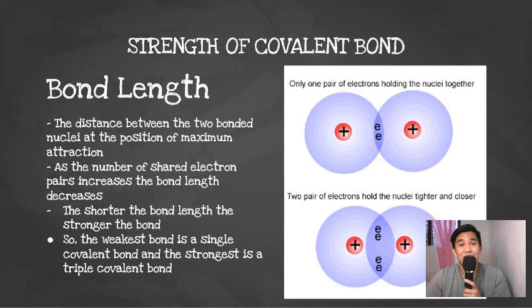So, if there is only one bond, the length of the bond is longer. If there are two bonds, then it is shorter than the single bond. If there are three bonds, or triple bonds, then the triple bond is the shortest among all the bonds. And in terms of its strength, the shorter the bond, the harder it is to break. The longer the bond, the easier it is for it to be broken.